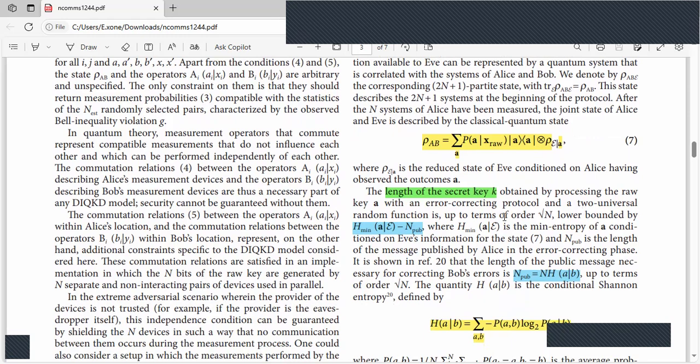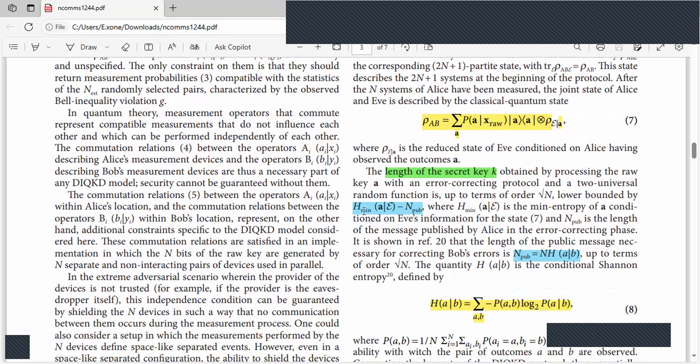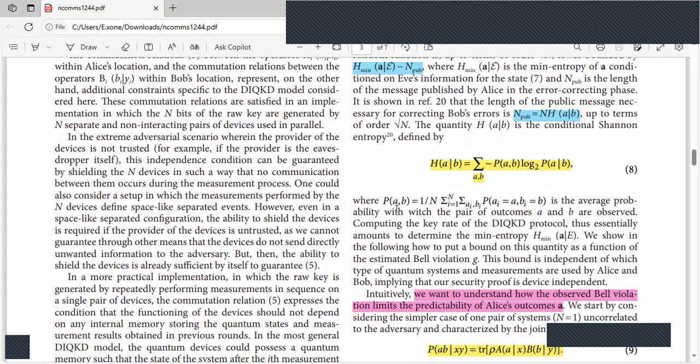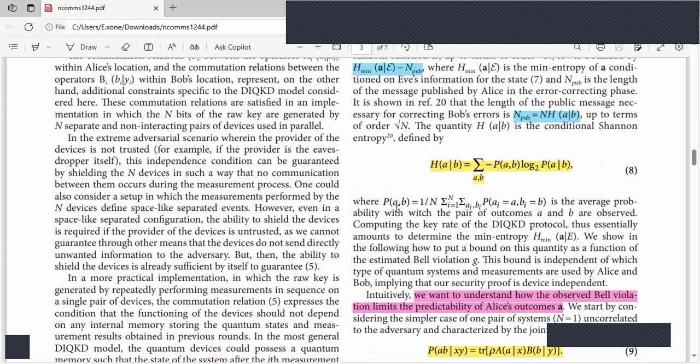The length of the secret key depends upon two quantities. The first one is the min-entropy, and the second is the number of bits that are used for the public communication between Alice and Bob in order to correct the data. It depends upon the uncertainty or the entropy of Alice and Bob's data. In order to correct these uncertainties, they have to share some data with each other, and this is described by the quantity n_pub. So min-entropy is the quantity that we are after.